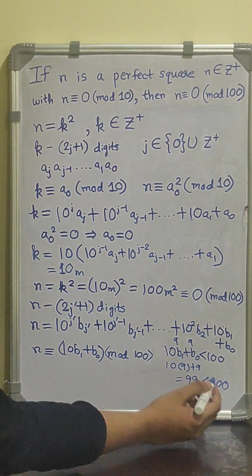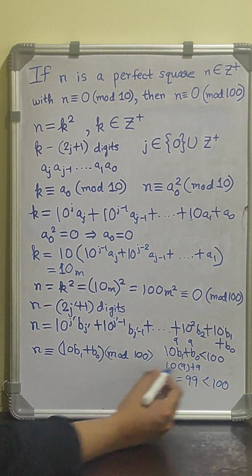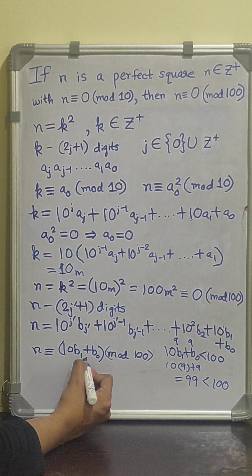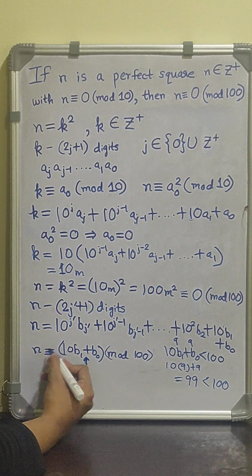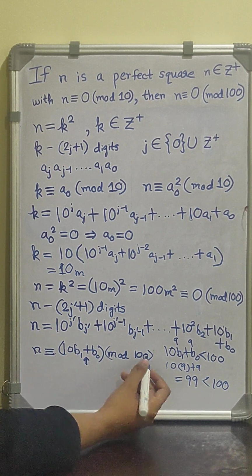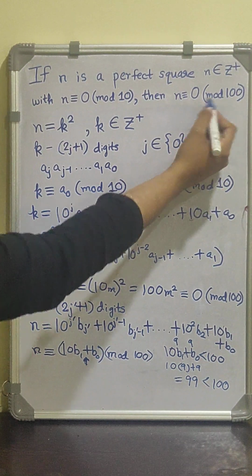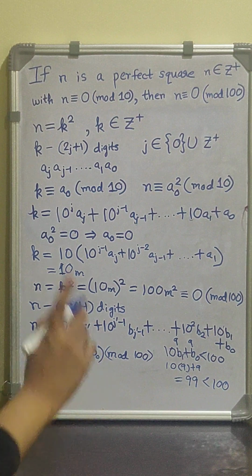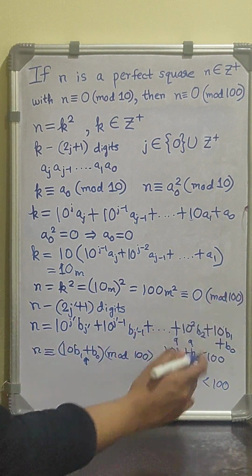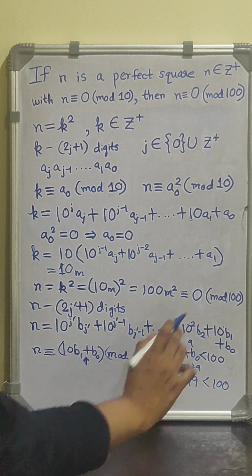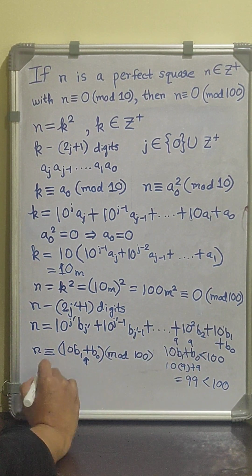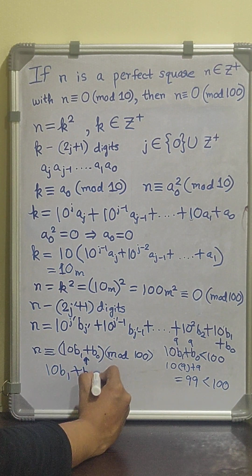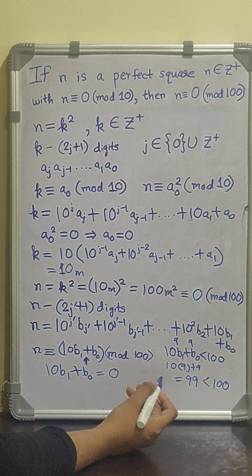So what do we get here? We see that if it is less than 100, then mod 100 will always leave this remainder, and in that case n will not be divisible by 100. But we already proved that n is congruent to 0 mod 100. We proved that. So to be consistent with this, it can happen only when 10b1 plus b0 is equal to 0.